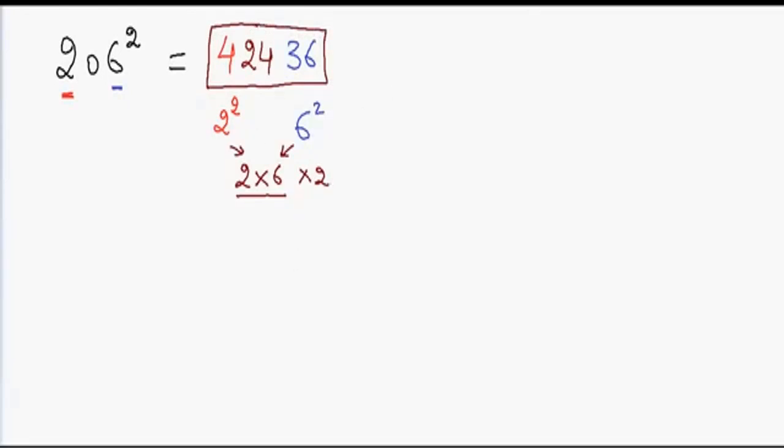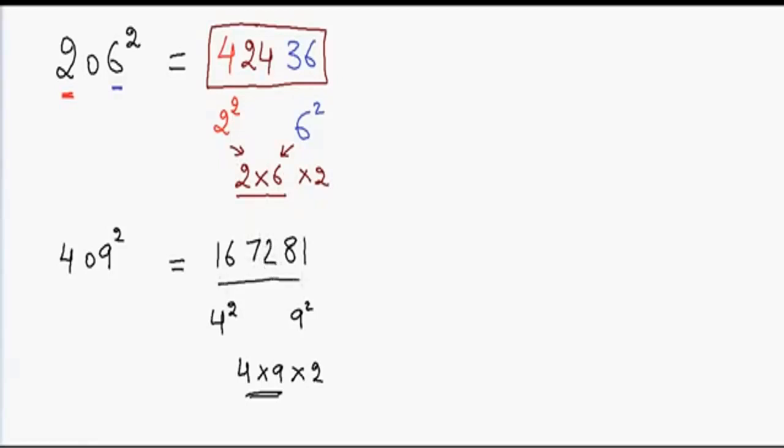Let me take another example. So suppose if I have 409 and I want to do a square, in that case 4 square is equal to 16, 9 square is equal to 81, and 4 into 9 into 2. So 9 into 8, that is 72. So the answer is 167281. So that's our answer.